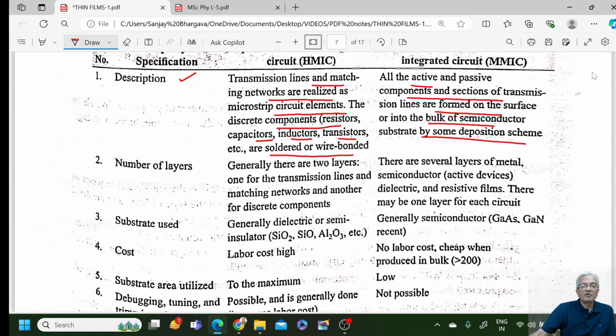Now, number of layers. In case of HMIC, there are two layers, one for the transmission line and matching networks and another for discrete components. In the case of MMIC, there are several layers of metal, semiconductor, dielectric, resistive film. These may be one layer for each circuit. Generally, semiconductor gallium arsenide and gallium nitride are recently used.